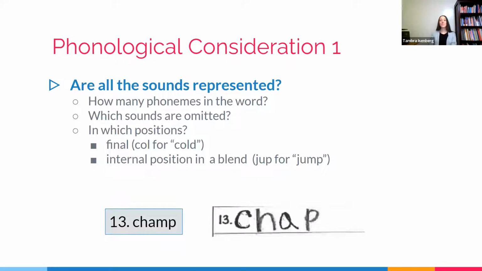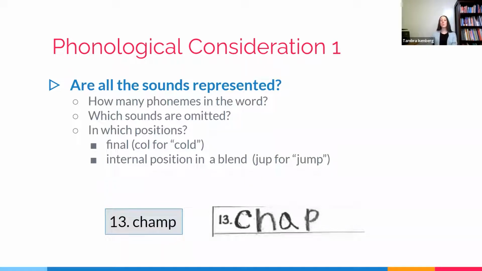So remember, the first thing that we want to ask ourselves is if the student's representing all of the sounds in words. So in this example on the screen, the answer would be no. The student has omitted that nasal in the word champ. As I said, those end blends with nasals can be particularly difficult for students to perceive, and so we often see that they omit them in their spellings.